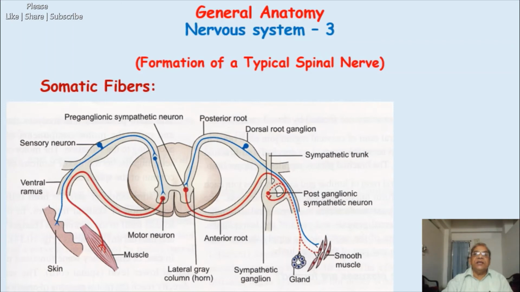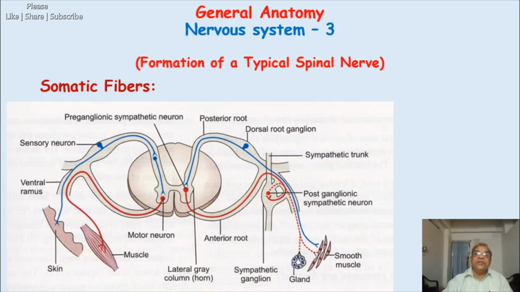Then it is distributed to the target organs, for example glands, smooth muscle of viscera, smooth muscle of blood vessels, and organs like the heart. Now these fibers, as shown here, pass through the ventral ramus, but they also go to the dorsal ramus, which is not shown here for the simplicity of the diagram. So this postganglionic axon goes in the dorsal ramus as well as into the ventral ramus.